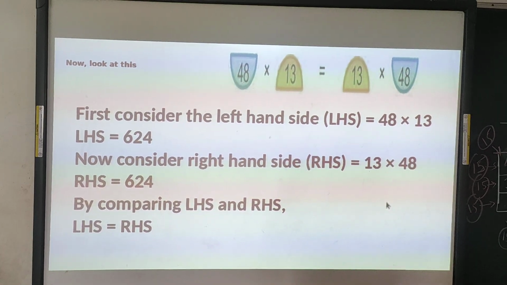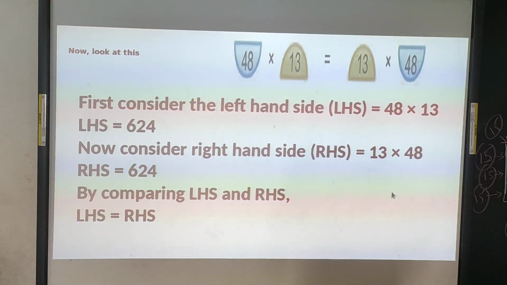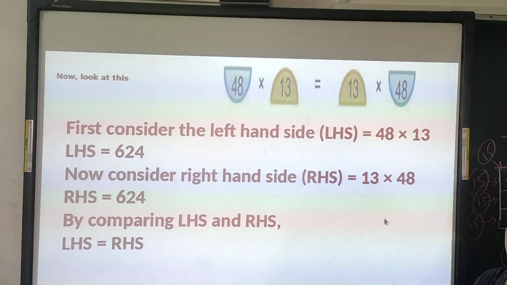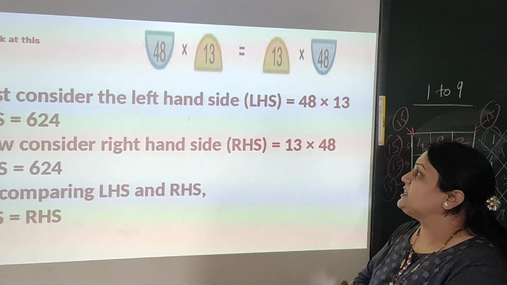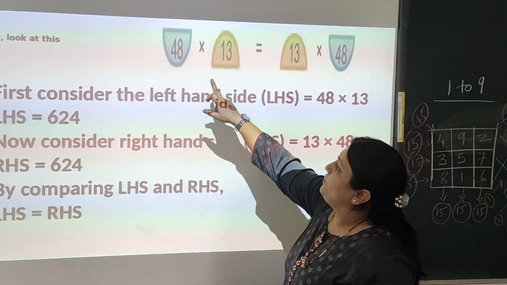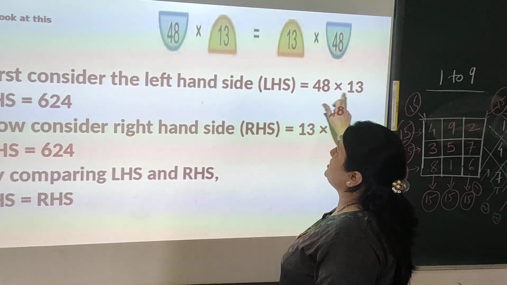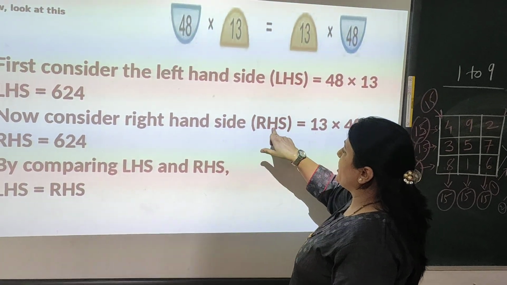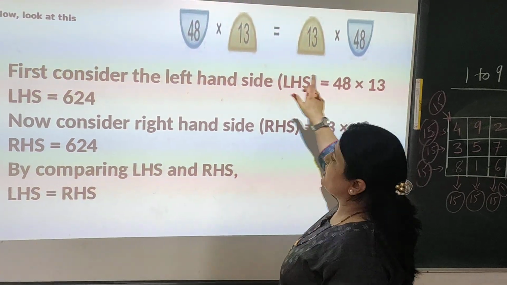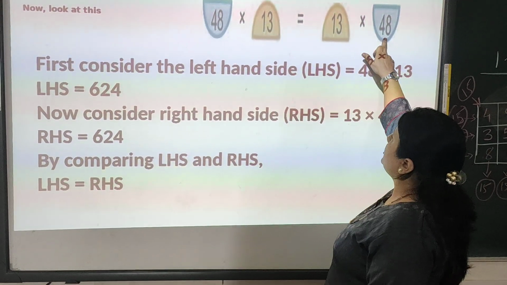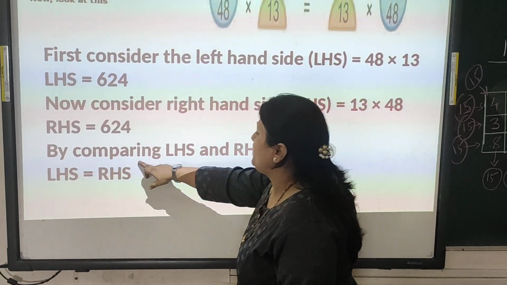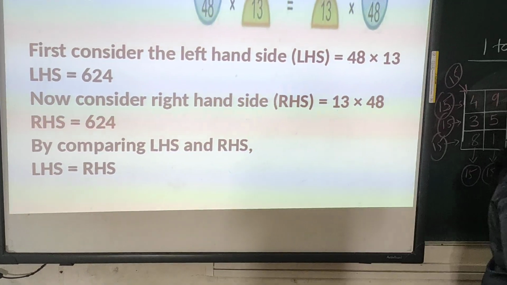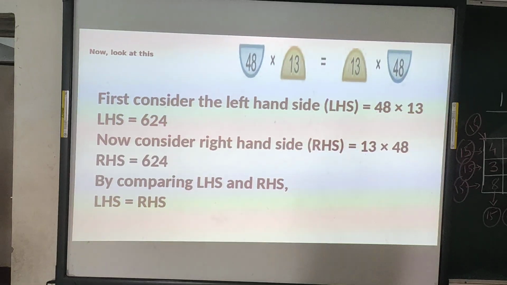Now look at this. This is multiplication. Just now I told you that in addition and in multiplication, if we change the order of the numbers, it will not make any difference in the answer. So for the multiplication of 48 and 13, this is the left hand side and this is the right hand side. 48 into 13 is equal to 624, and 13 into 48 is also 624. By comparing LHS and RHS, both are equal. So it doesn't make any difference if we change the order.